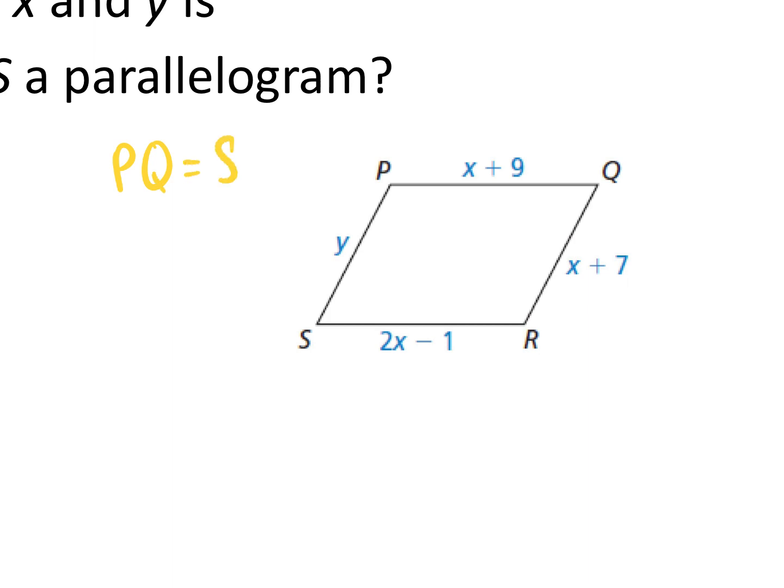PQ must be equal to SR. Why? Because they're opposite sides. Very good. These two are opposite sides. And in order for this to be a parallelogram, do you guys agree opposite sides would be equal to each other? Okay. So now, what do I set up to solve for the variable? x plus 9 equals 2x minus 1. Very good.